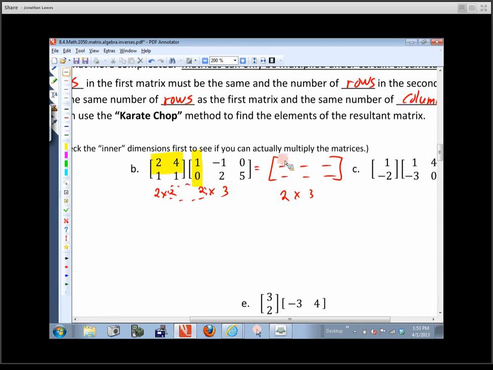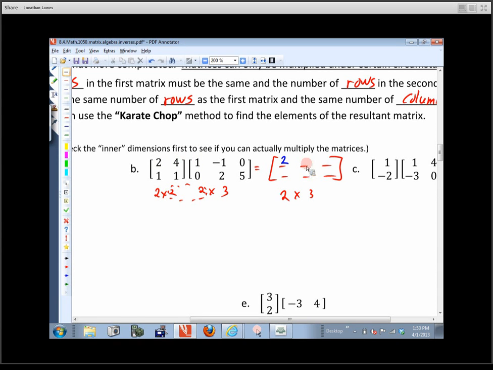I have a question. Yes. What if you did the other way? Would it make a difference? It would make a huge difference. We're going to talk about whether or not it's commutative in just a second. Okay, is everybody okay with that?